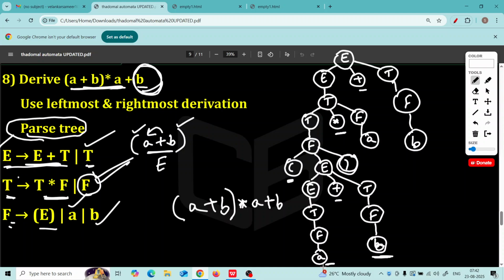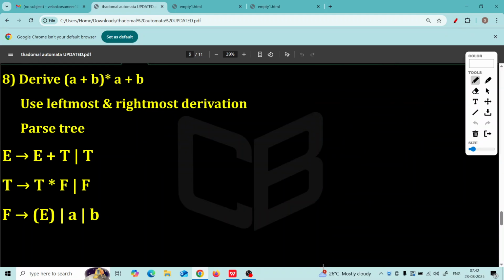And then they have asked us for leftmost and rightmost derivation also. Just make a note of it. I am erasing the screen. What will be the leftmost derivation for A plus B into A plus B? First step, E gives E plus T. Why? Because from the start symbol, that's the only option we have.